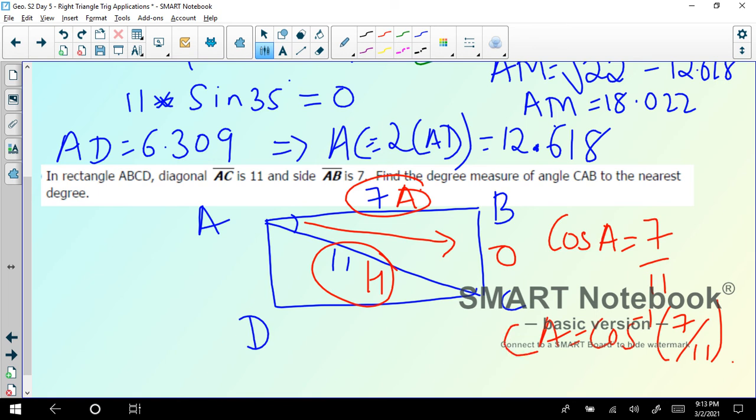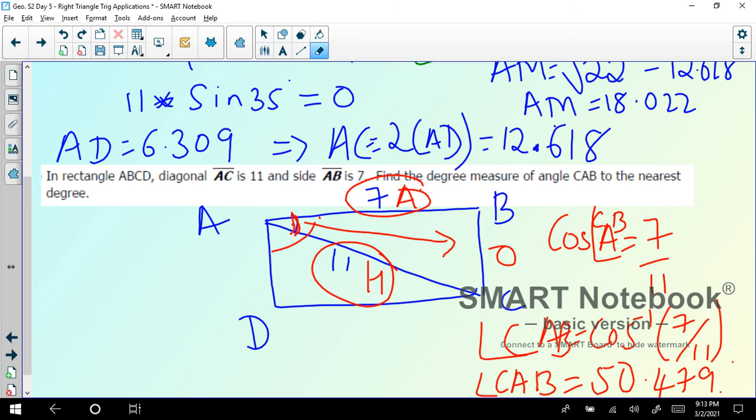In this case I just want to say this is angle CAB. Okay, it's not just A, it's angle CAB. Angle CAB equals 50.479. Okay, this is CAB, not just angle A, because we were referring to only this part of the A, not this whole A. We were just referring to the smaller portion of A.